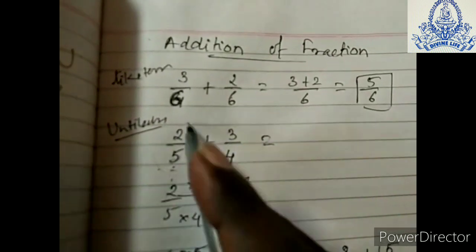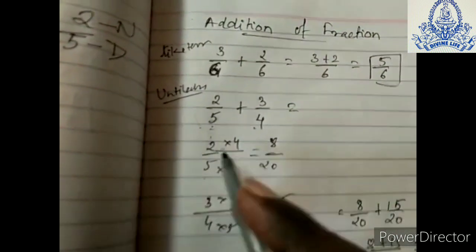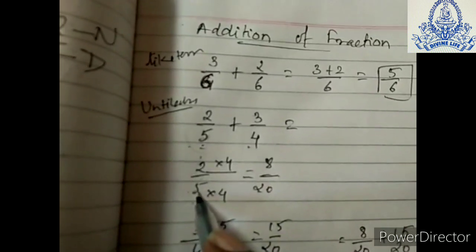First of all, the first number we will write is 2 upon 5 and then 3 upon 4 down below. 2 upon 5, 20. In the 5's table, how will 20 come? 5 4s are 20. That same 4 will be multiplied here. 4 2s are 8. 8 upon 20 it will become.